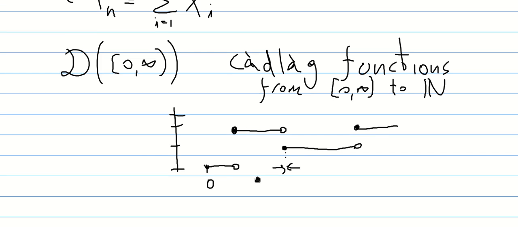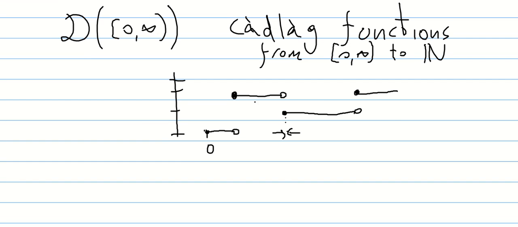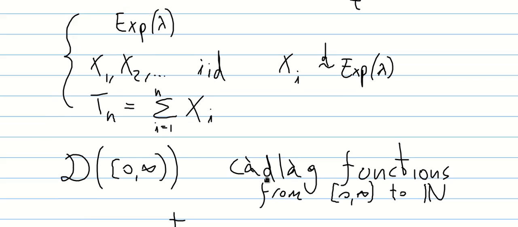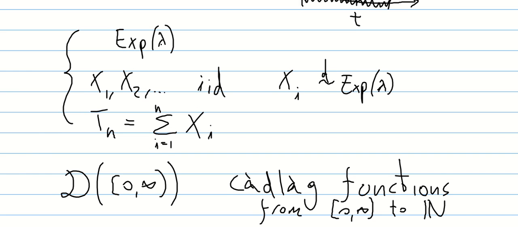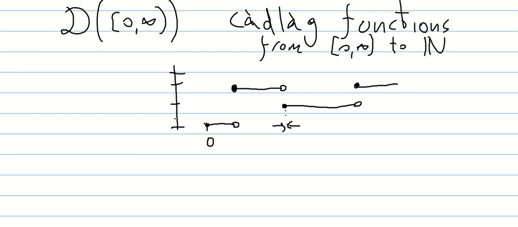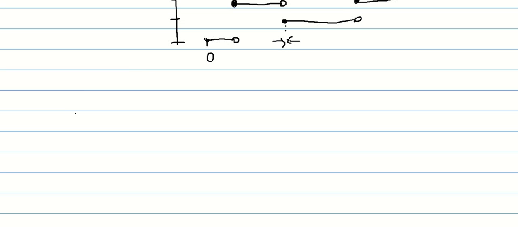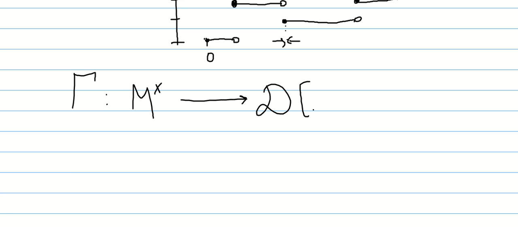And what we want to use this for is to represent these arrival times in a different fashion, in terms of a random function. So for this we define another map that will take all our times, so it will go from M_X to the space of càdlàg functions.